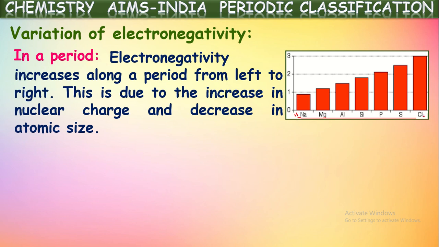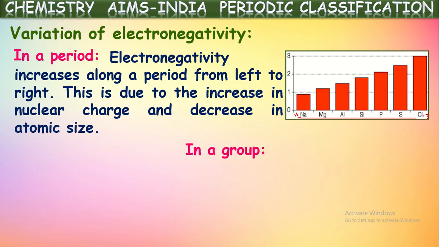What about chlorine? It has 17 units of nuclear charge. Nuclear charge is increased and the size is decreased. And hence the attracting power, the tendency of pulling the bonded pair of electrons towards it, increases. And hence we say electronegativity in a period from left to right increases gradually as size decreases.